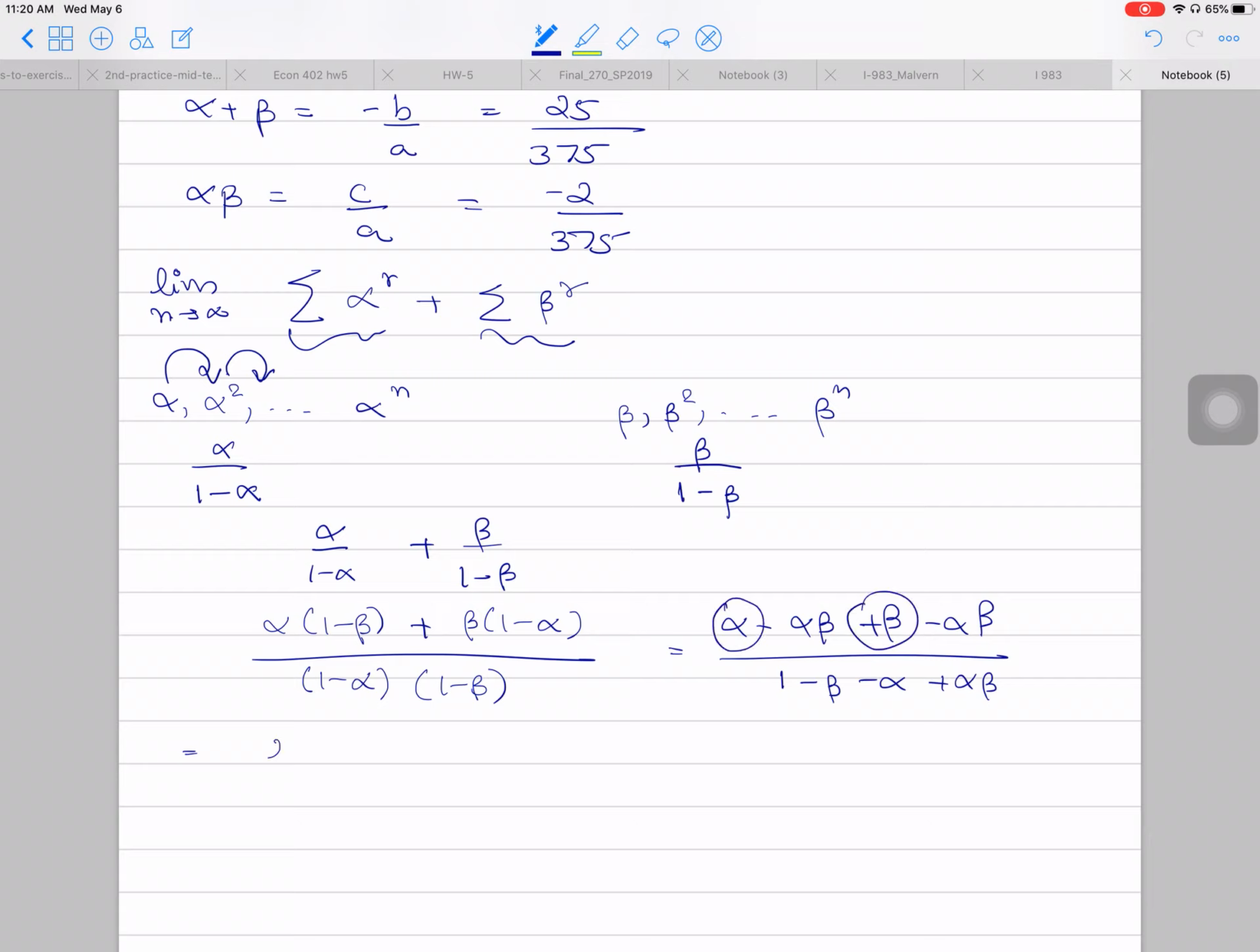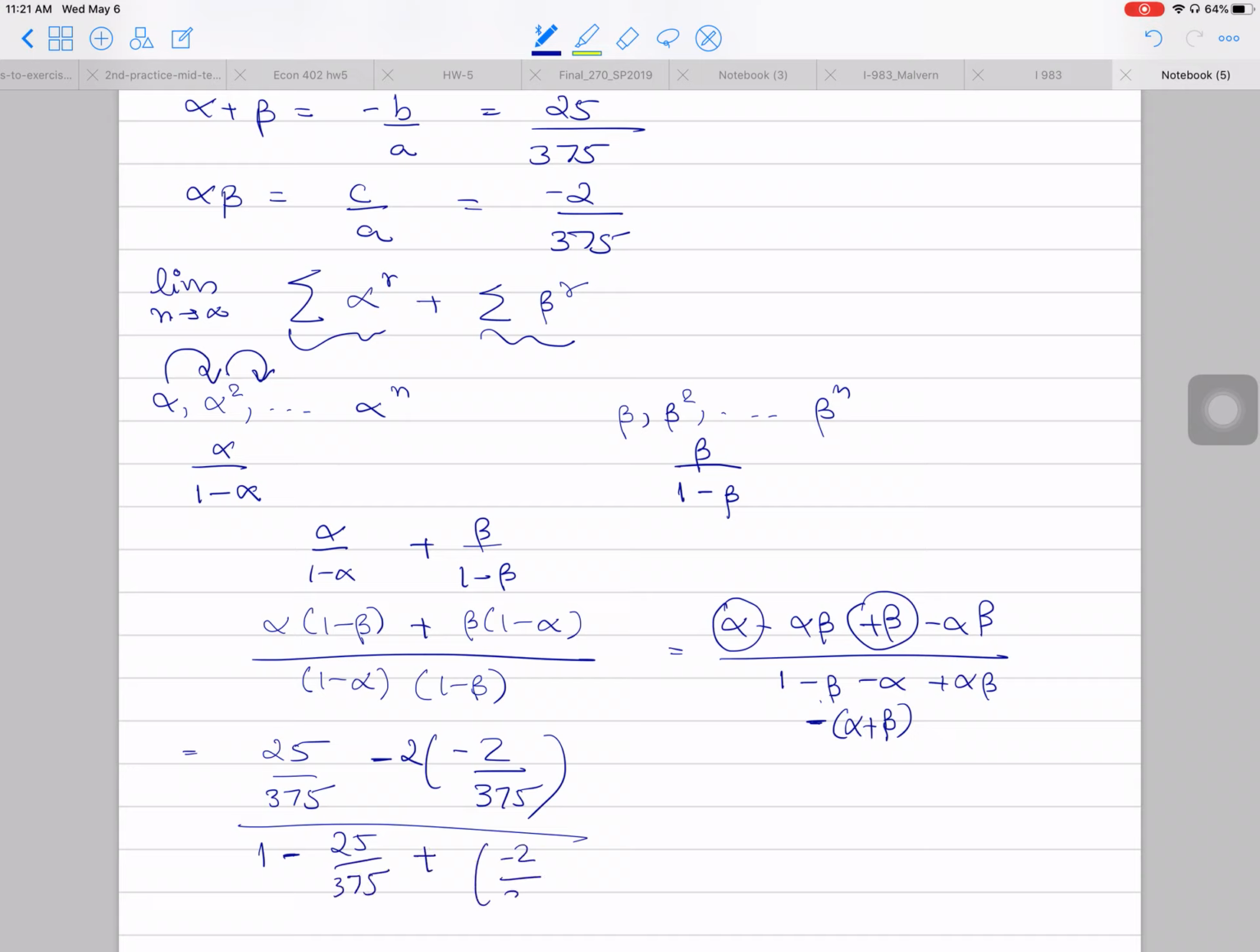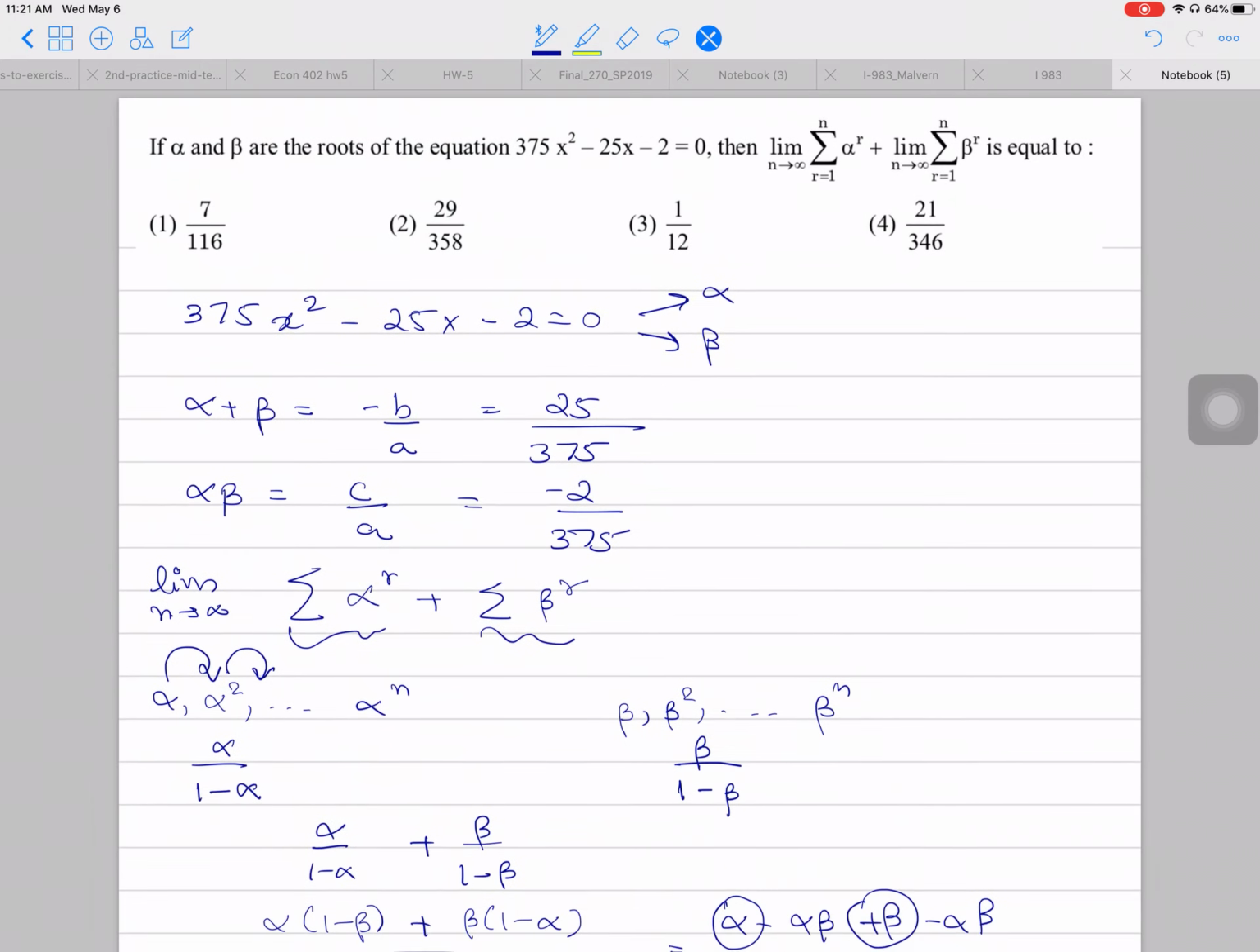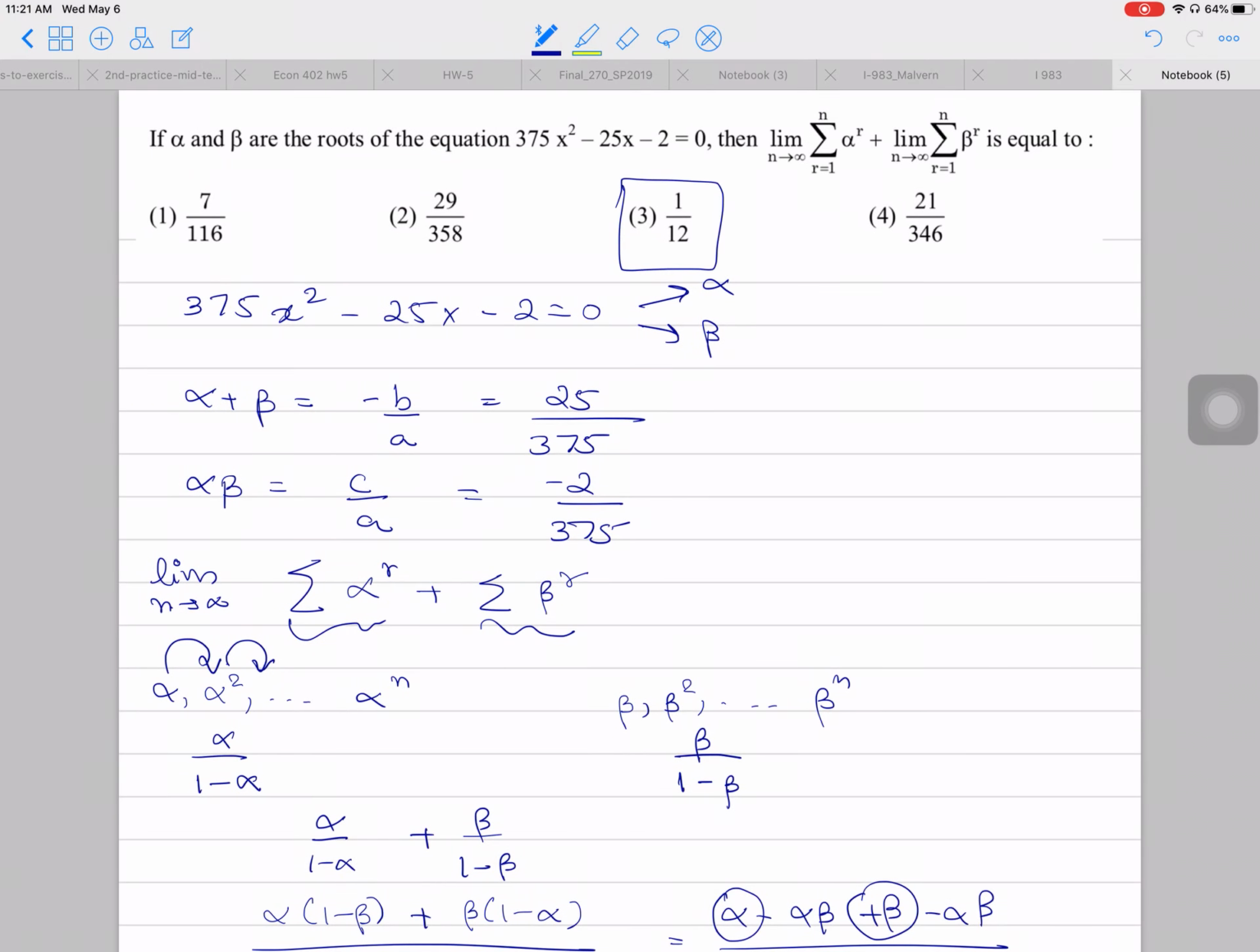So we know the value of alpha plus beta, that is 25 over 375. And then we have minus 2 times alpha beta. So that is minus 2 over 375, and it's 2 times. And then over we have 1 minus, so this thing can be written as minus of alpha plus beta. So that is 1 minus 25 over 375 plus minus 2 over 375. And if we solve this, it comes to 1 over 12. So the correct answer is option 3, 1 over 12.